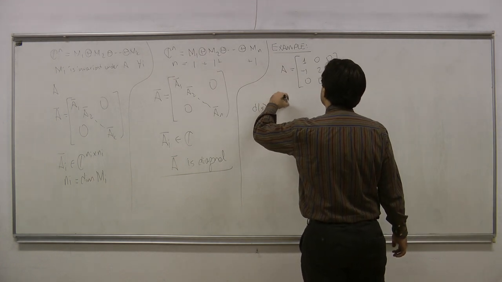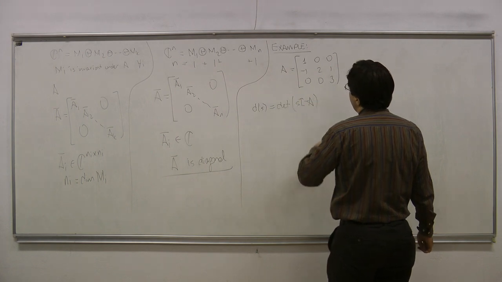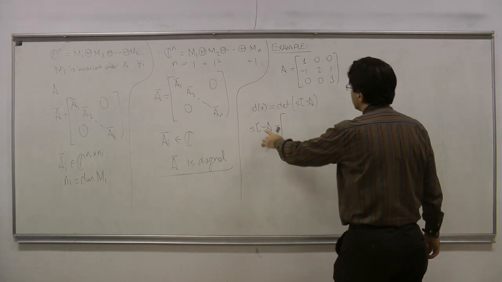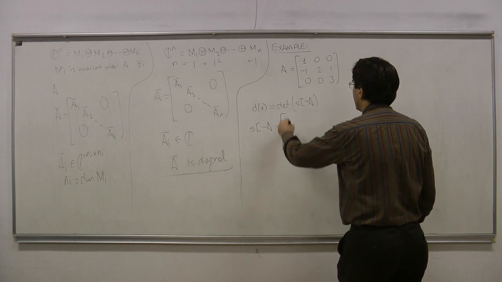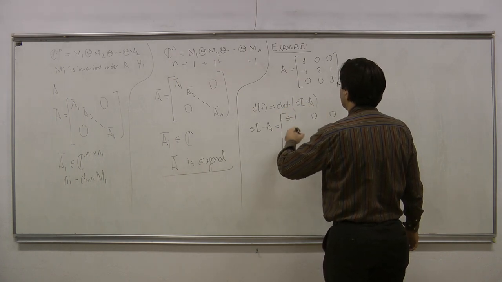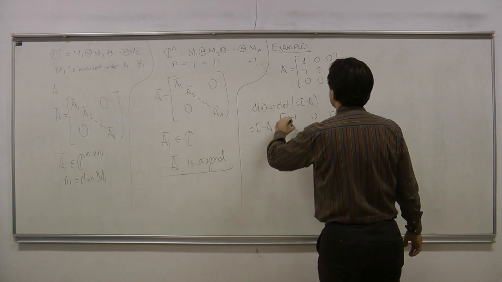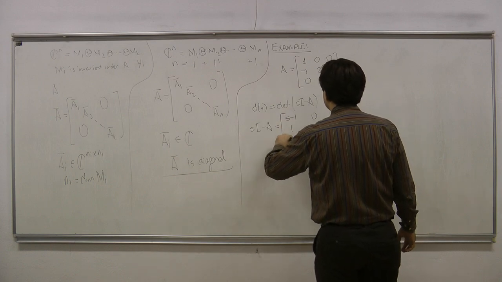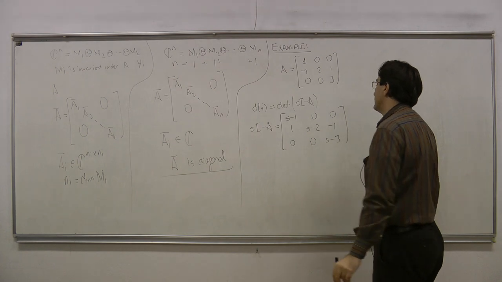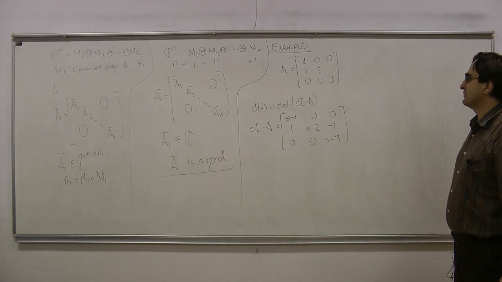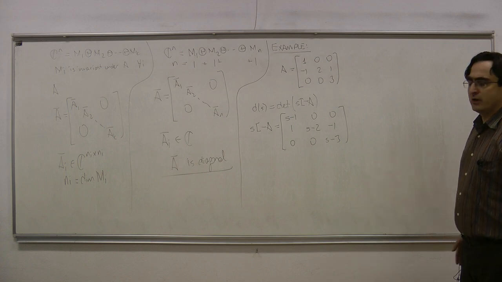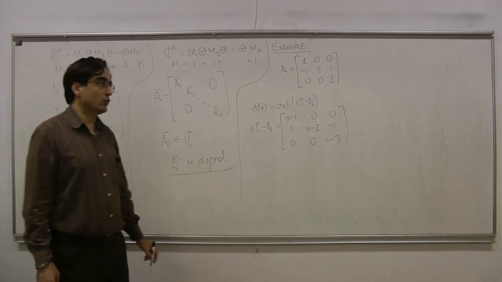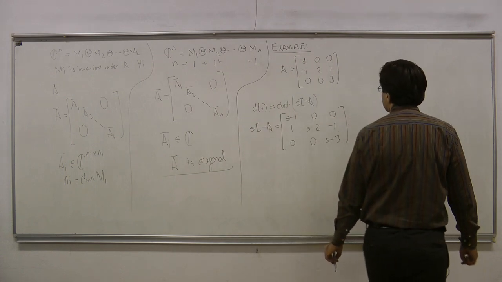We know that this is the determinant of sI minus A, and the matrix sI minus A is given as follows. s times the identity matrix, so I would have s minus 1, 0, 0; then 1, s minus 2, and minus 1; and then 0, 0, s minus 3. So we have this sI minus A matrix. And now I need to calculate its determinant to get the characteristic polynomial. It's going to be a third order polynomial, so we will have 3 eigenvalues.